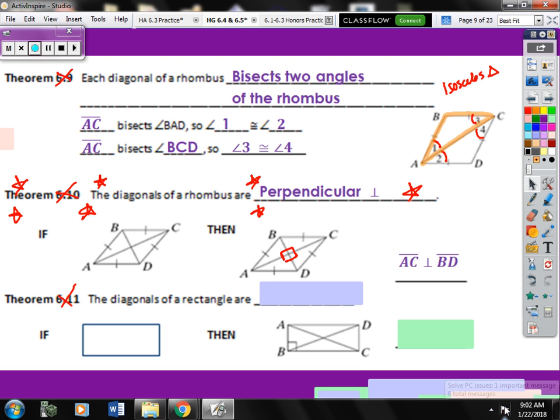And that would be that AC is perpendicular to BD. Why is that going to be important? Well, if I only give you one of the angles and ask you to find the other ones, you'll need to know the fact that this is 90 to be able to do triangle sum inside of some of the shapes.